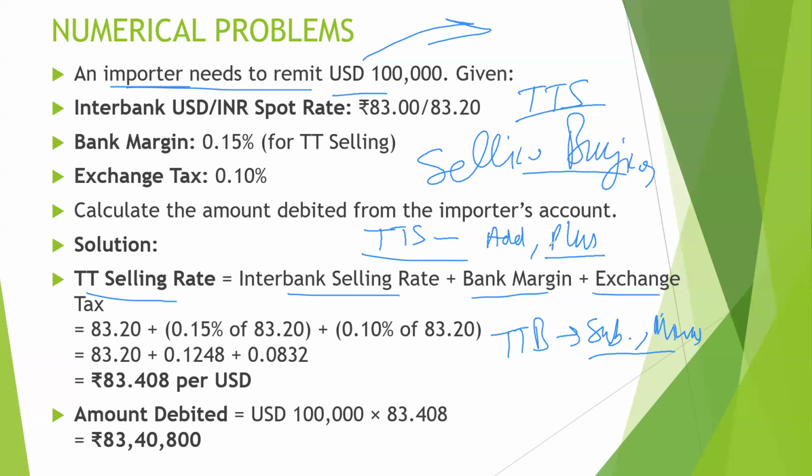So as it is a TTS transaction, bank margin will be added, exchange tax will be added. And after that, this calculation will be something like this, and the rate will be coming. And as it is asking how much amount will be debited from the importer account, that will be 1 lakh multiplied by this, and you will get 83 lakh 40,800 as the answer.